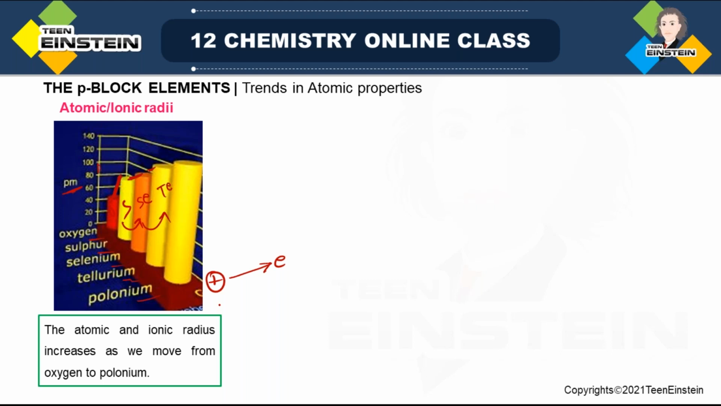Now the combined effect of these two opposing factors, if we consider, then the valence shell addition factor is winning over this. So that is why there is increase. But the increase is not very high, unlike the increase when you are moving from oxygen to sulfur. Okay.